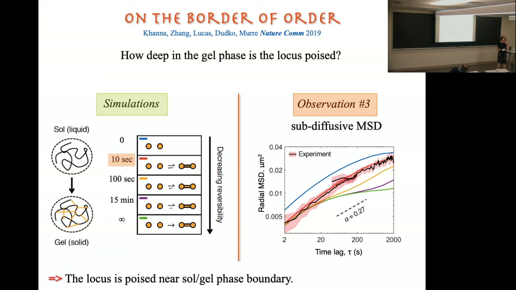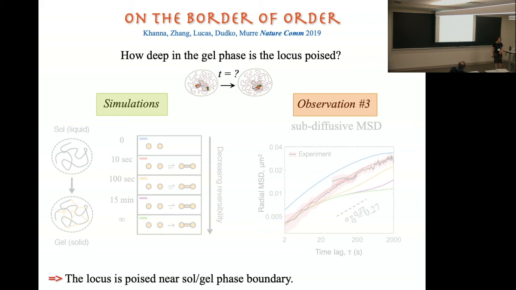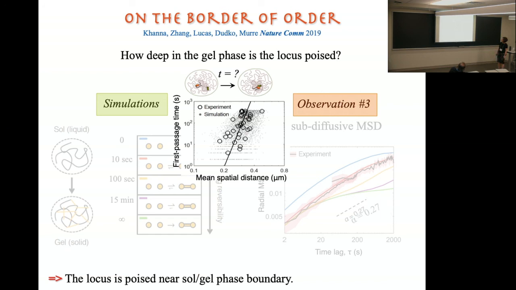And so short-lived crosslinks suggest that this is a weak gel, and the locus therefore is poised near the sol-gel phase boundary. And then, of course, we check to make sure that this weak gel model can reproduce, first of all, the quantitative measurements of the time scale, the mean first passage times. The circles are the experiment, the dots come from simulation, and the weak gel reproduces both the range of the first passage times and the scaling of the time with space. It also reproduces quite well the distribution of the first passage times.